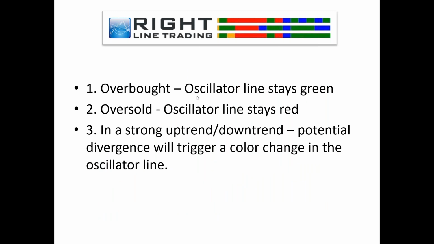So when the market's overbought, that middle line, the oscillator line, stays green. When the market's oversold, the oscillator line stays red. Now, in between, it's just a question of where the signal line and the oscillator line are. If the oscillator line's below the signal line, it's red. If the oscillator line is above the signal line, it's green, just like you would interpret the oscillator all the time. Then in a strong uptrend or strong downtrend, potential divergence will trigger a color change in the oscillator line. And I'm going to show you an example of that.